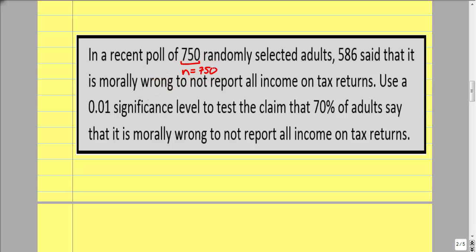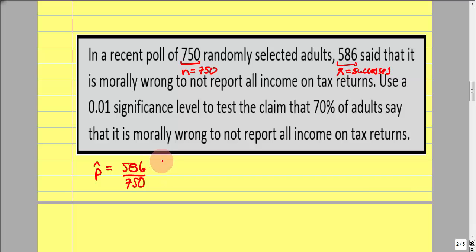In a recent poll of 750 randomly selected adults, 586, so this is the number we're counting, our number of successes, said that it was morally wrong to not report all income tax on returns. So this was based on our survey. The information I can get from this is p hat. For my p hat, I would have 586 over 750, and I'm just going to leave that as is. I'm not going to divide that out or round anything.